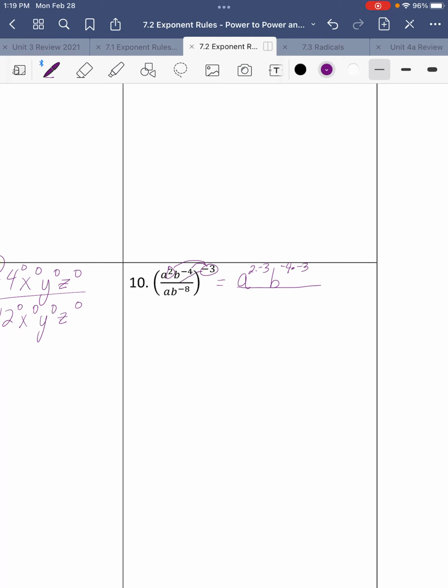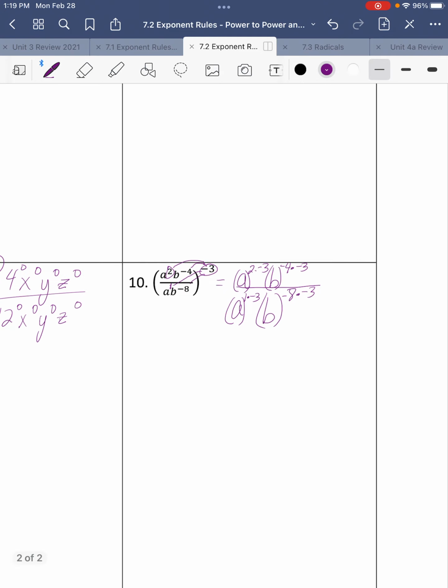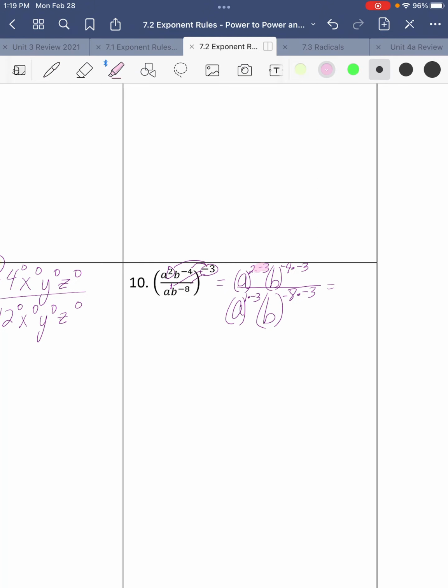And then we're going to distribute to the denominator, so a to the first times negative 3. I really should have these bases in parentheses. I shouldn't get so lazy. B to the negative 8 times negative 3. Let's simplify each individual exponent. 2 times negative 3 is negative 6. Negative 4 times negative 3 is 12. 1 times negative 3 is negative 3 in the denominator. And negative 8 times negative 3, 2 negatives multiplied to a positive, 24.